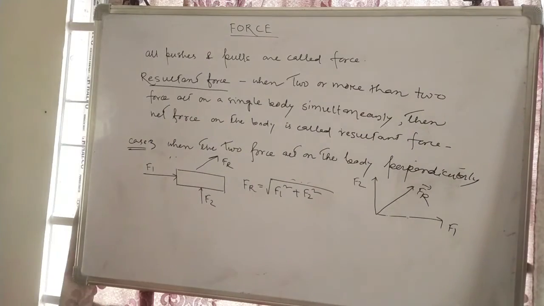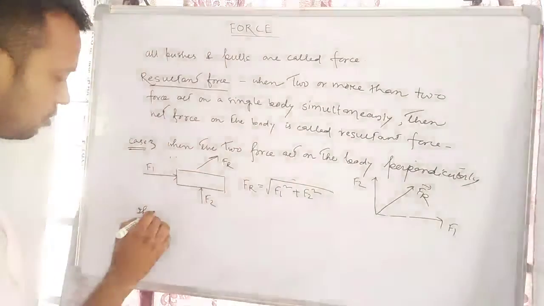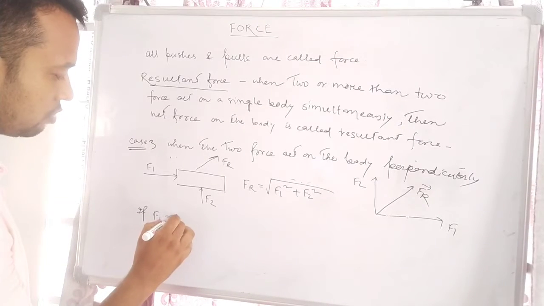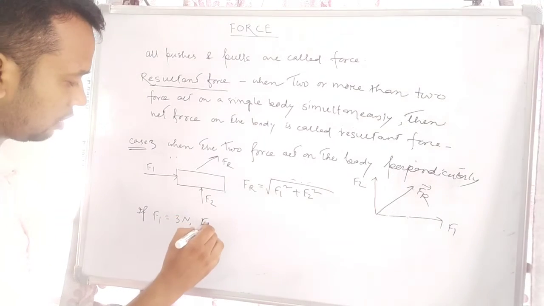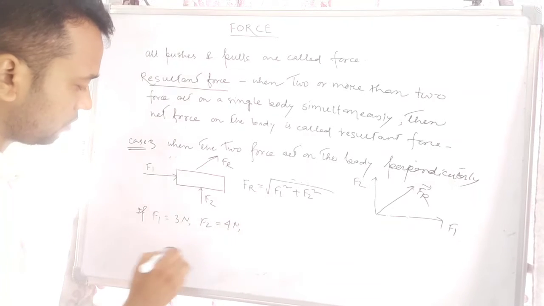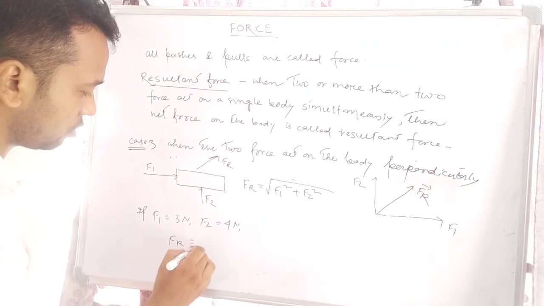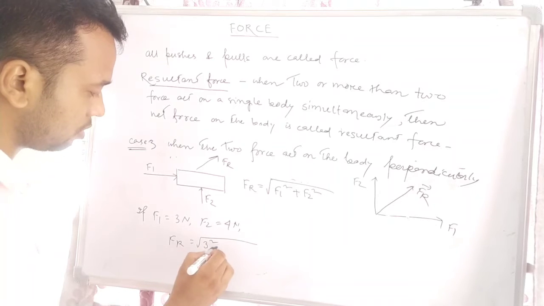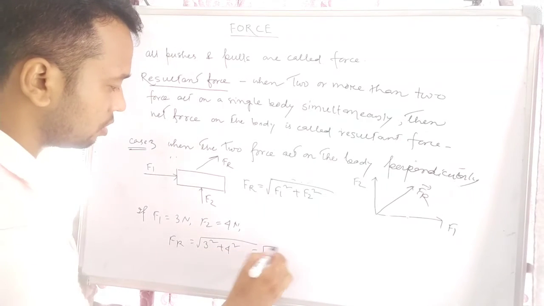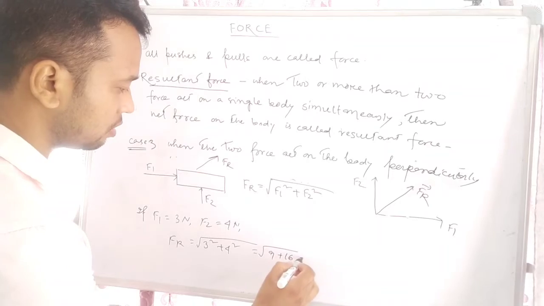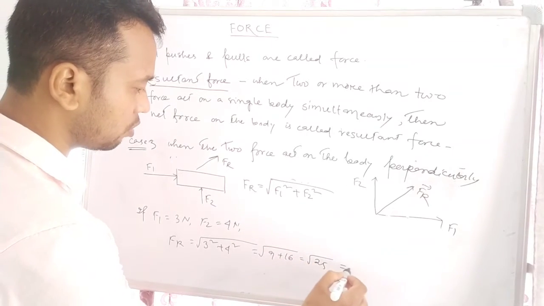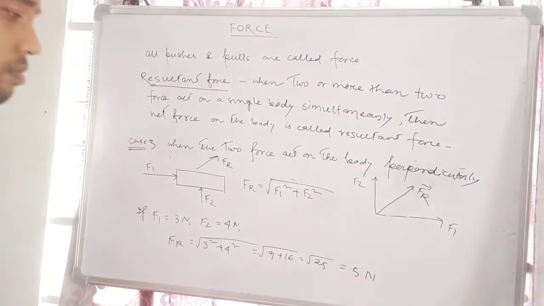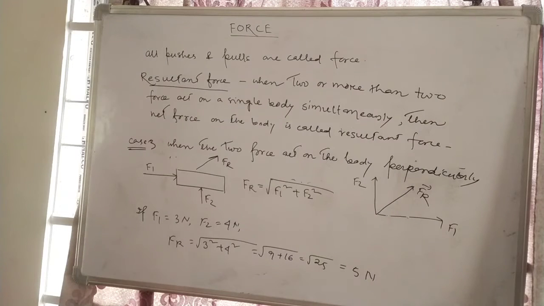Okay. If we take an example, if F1 equals to 3 Newton and F2 equals to 4 Newton, then Fr will be equals to root over 3 square plus 4 square, that is 9 plus 16, root over 25. Root over 25 means 5 Newton. So in this way we can find the resultant force when the two forces act on the body perpendicularly.